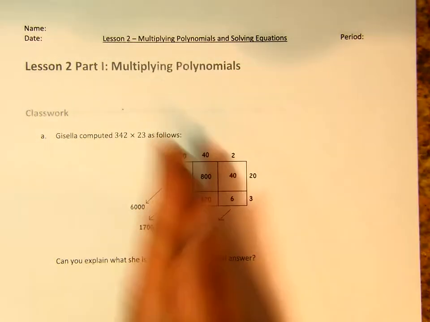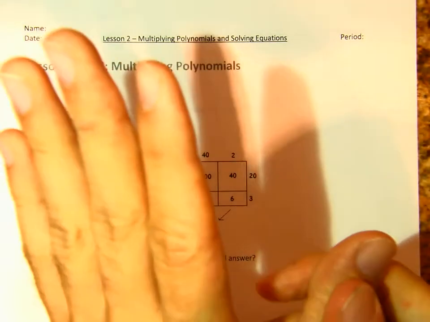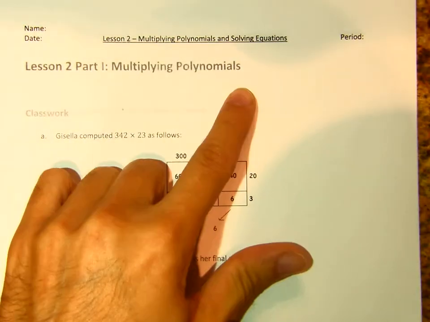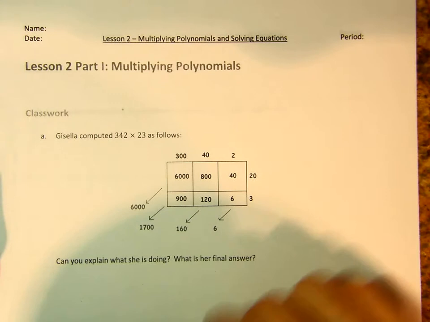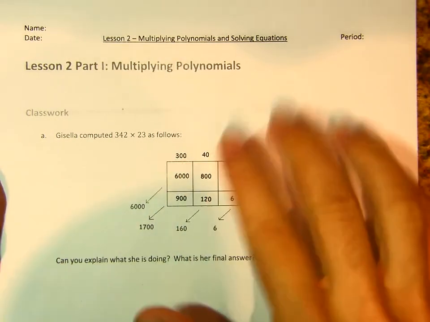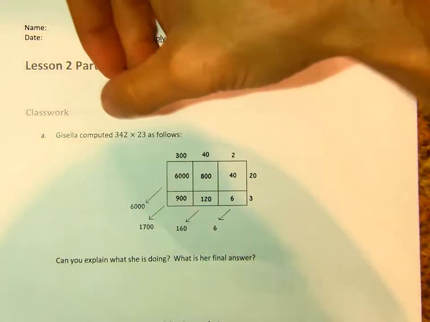Alright, welcome everyone. Let's continue with lesson number 2, part 1. What's the game plan? We will be multiplying polynomials. So the idea is we're going to be learning this box method for multiplying polynomials. Let's take a look at the first example.